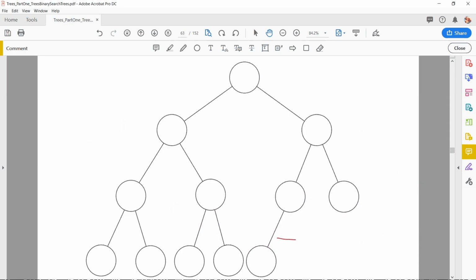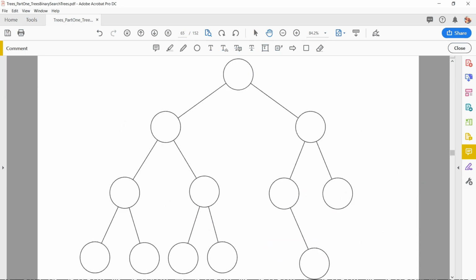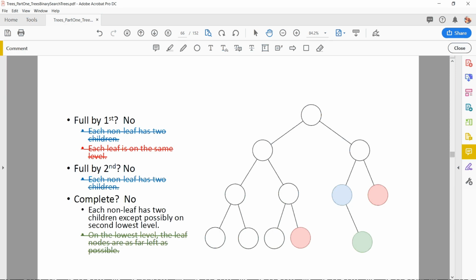The difference is, you'll notice this guy's over there. That's the difference. So because of that one change, it is now not full and not complete. So it's not full for the same reasons as the previous one wasn't. We have a non-leaf with one child and also leaves on different levels, so it's not full by either definition.